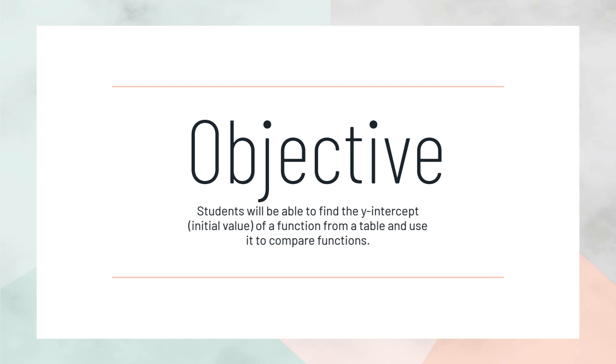Our objective for today is that students will be able to find the y-intercept, also known as the initial value, of a function from a table and use it to compare functions. So really it's the exact same thing as what we were doing yesterday, but we're going to go a step further in looking at how we find the y-intercept from a table.